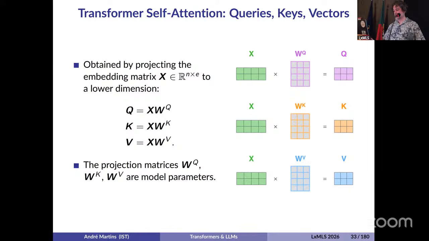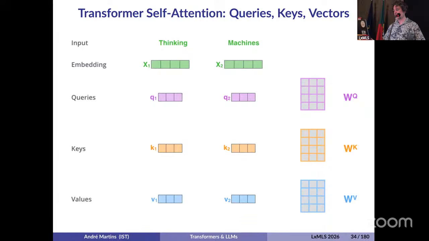Okay. And these things are all model parameters. So they need to be learned from data. They are parameters of the neural network. So this is it. For our concrete example, we have the embedding for thinking, the embedding for machines. We use these 3 projection matrices, and as a result, we're going to obtain a query vector for each of the words, a key vector for each of the words, and a value vector for each of the words.